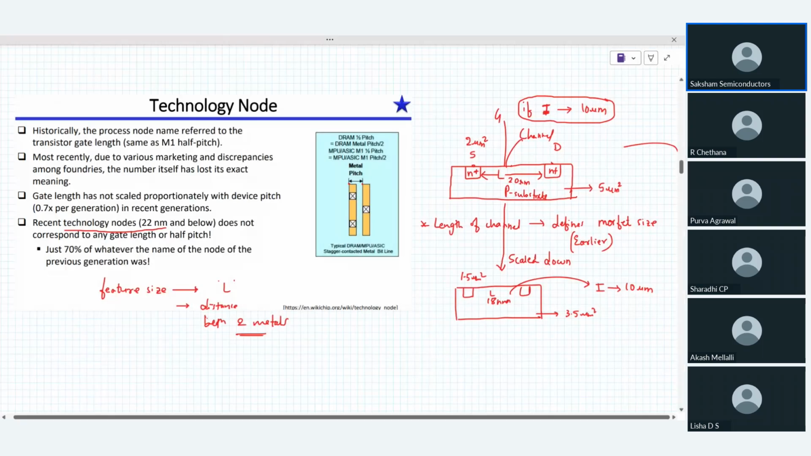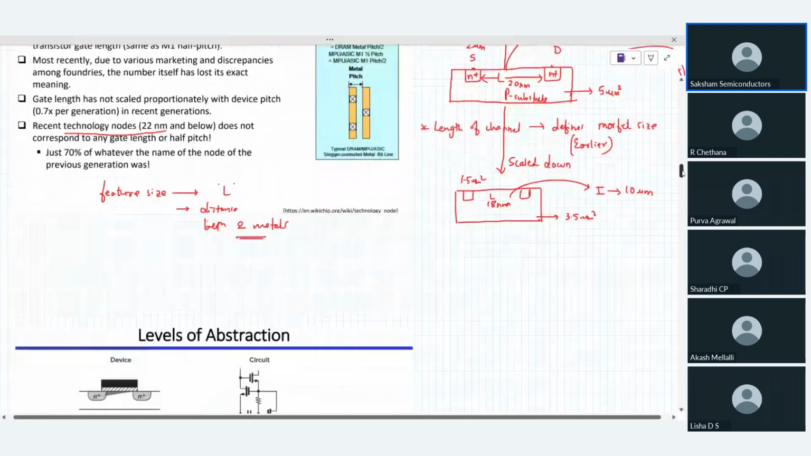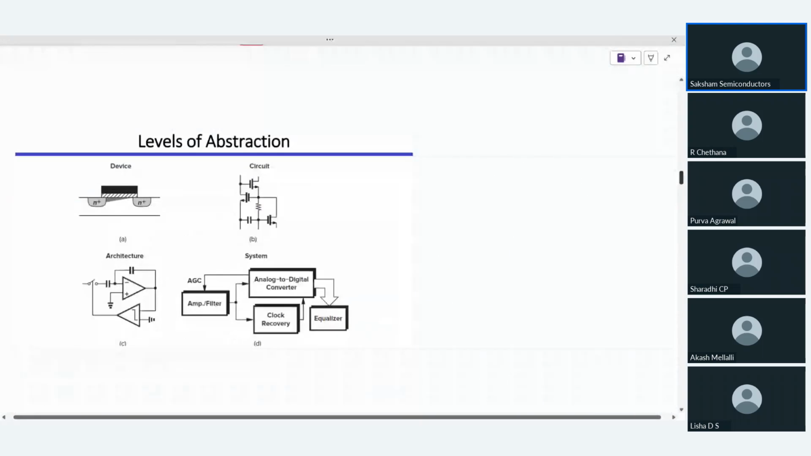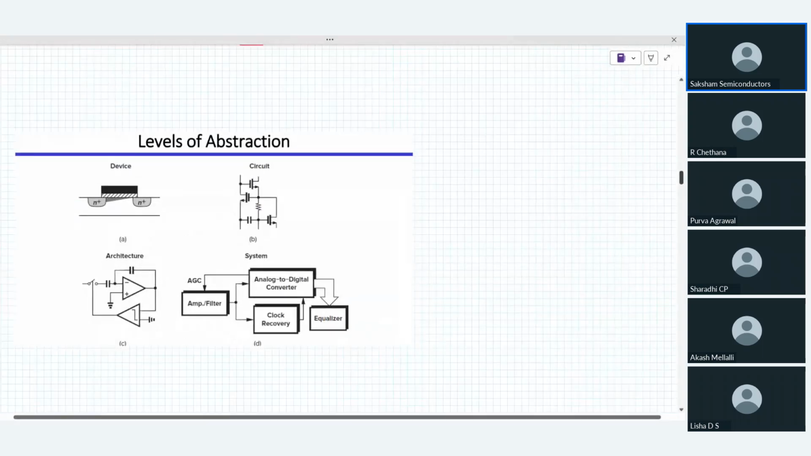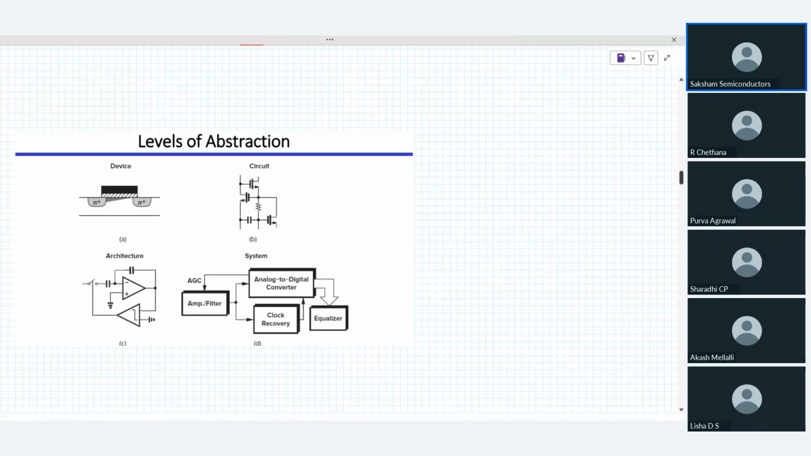Fine. Now we will slowly and steadily progress and inch towards where we want to go with respect to this course. Now, the level of abstraction. So what does that mean? Usually we are going to start our discussion with respect to the device structure. So this is at a device level.